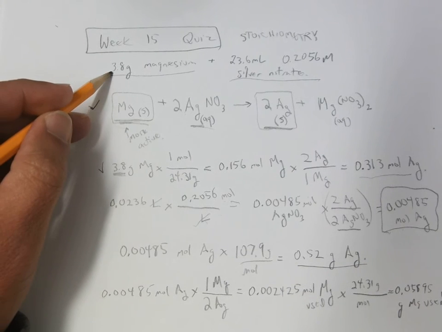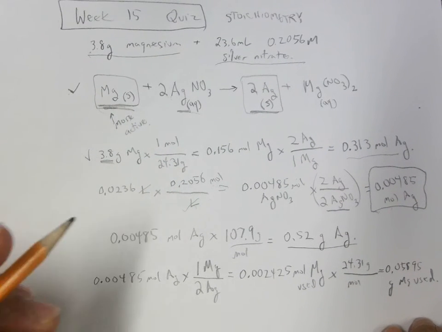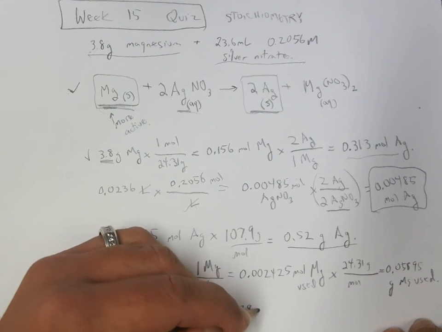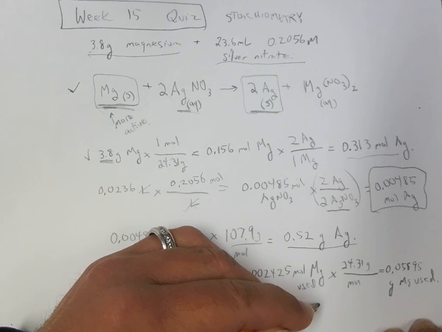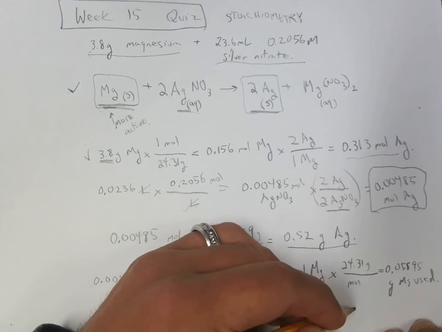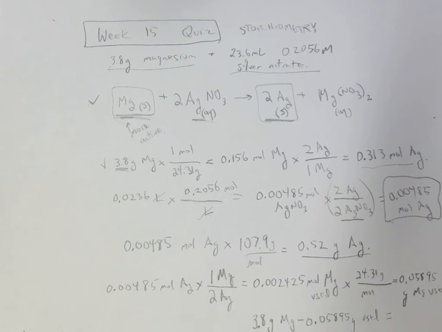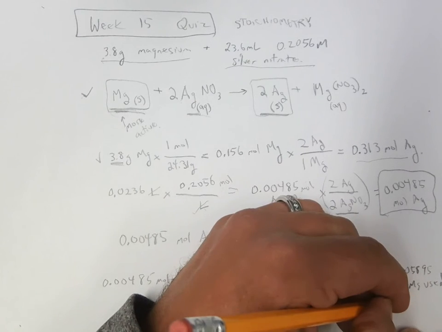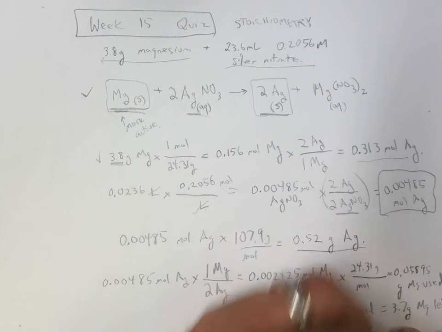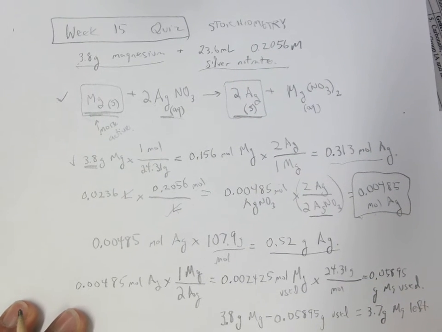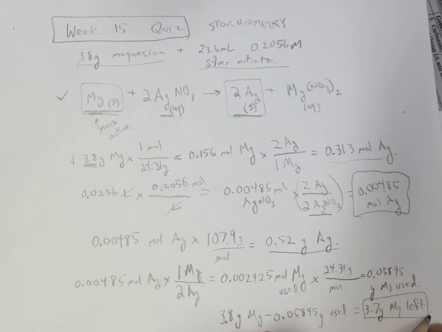Right, and we started with 3.8 grams. So squeezing this all on the piece of paper, 3.8 grams of magnesium to start, minus 0.05895 grams used. And we get that we have about 3.7 grams of magnesium left at the end. So at the end, we have 3.7 grams of magnesium.